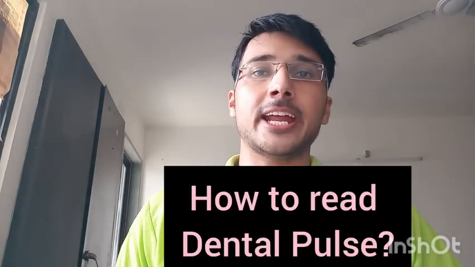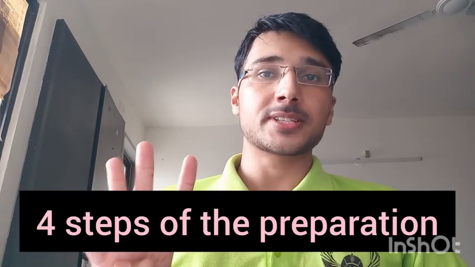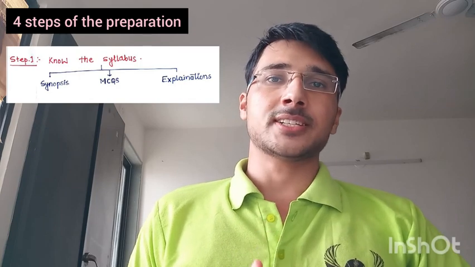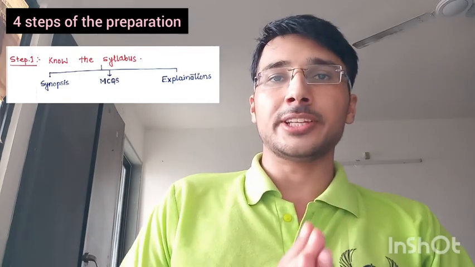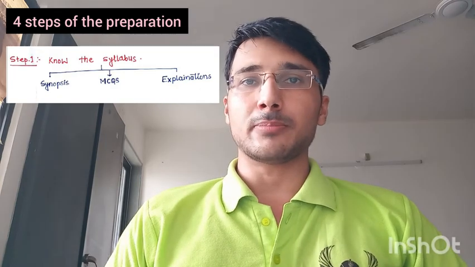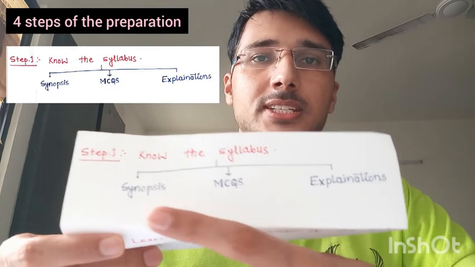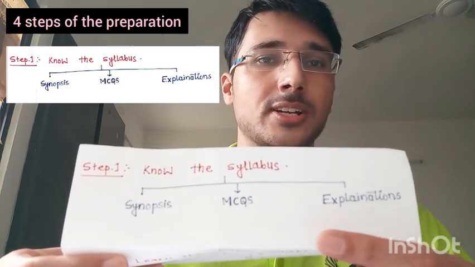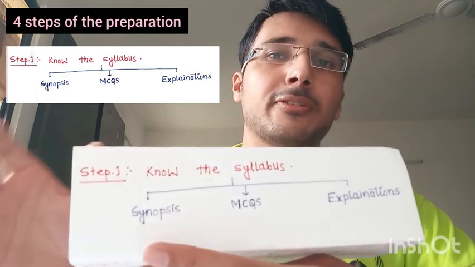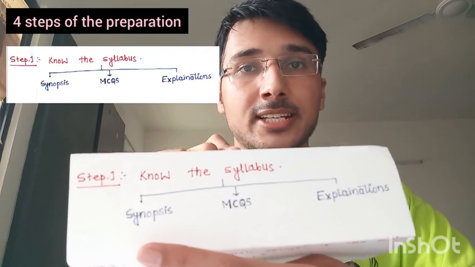So how to read Dental Pulse in the most efficient way? There are 4 steps for the preparation with Dental Pulse. Step 1 is you should know all the important topics of your syllabus, and this can be done with Dental Pulse. There are 3 things you can use: synopsis, MCQs and explanation. If you complete the synopsis properly, you will have the most important facts which are important for the NEET MDS exam.